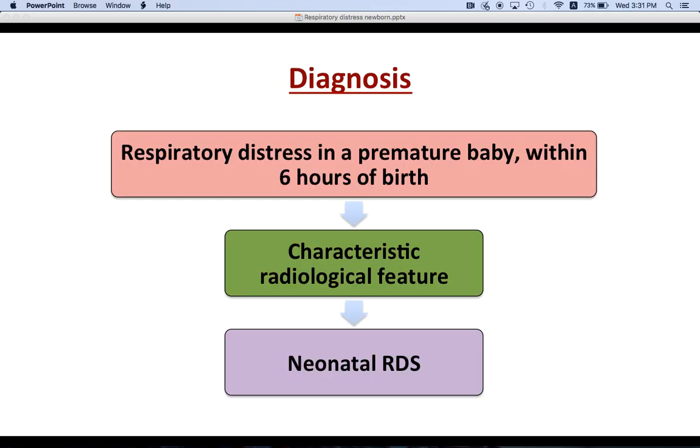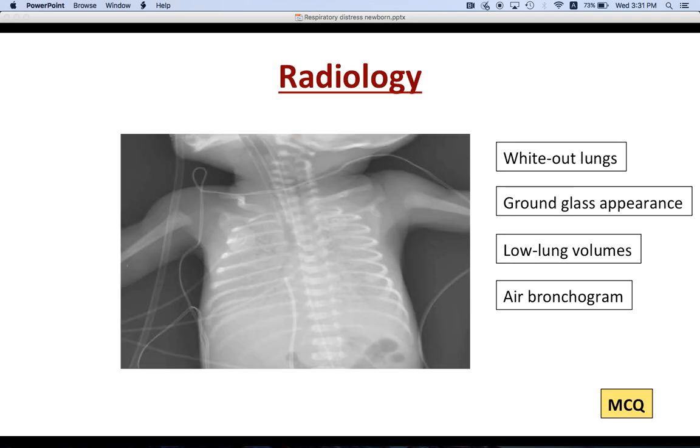So how do we establish the diagnosis of RDS? In a premature baby who develops respiratory distress within 6 hours of birth with characteristic radiological features, we can confirm the diagnosis of neonatal RDS. So what are the characteristic radiological features which you can see in a case of RDS?